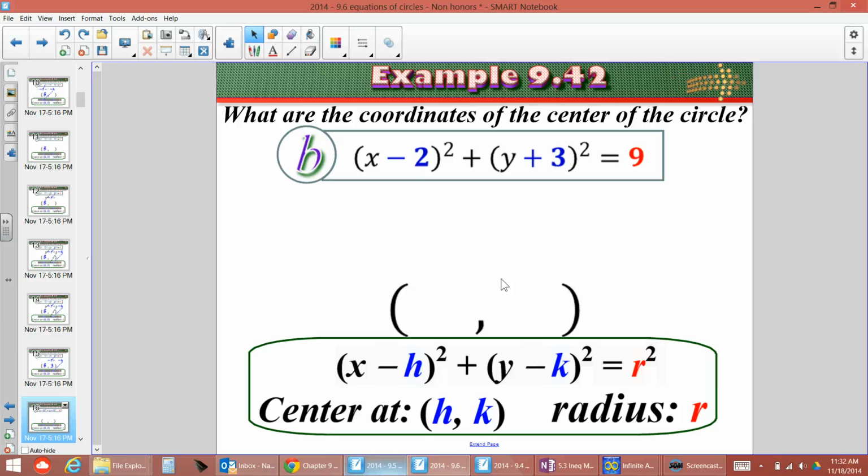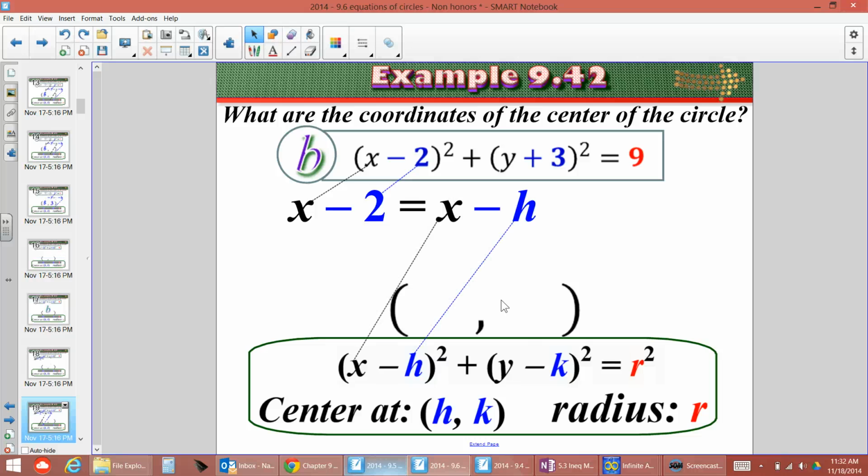Okay, right here, same process. If I just change the signs, what's the x value? It's negative 2, change the signs, it's going to be a 2. If this is a positive 3, I change the signs, it's going to be a negative 3. And lo and behold, we look at negative 2 equals x minus h. Negative h equals negative 2. Change the signs, gives me 2.